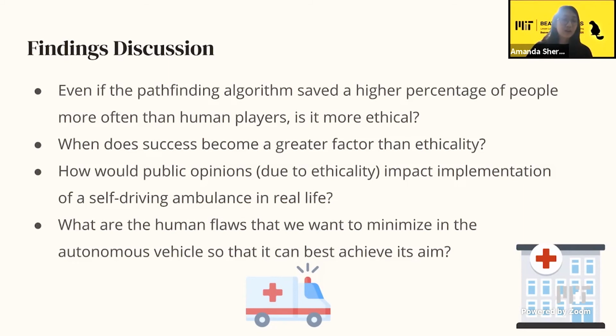So this depends on people's current perception of AI and if they think that the self-driving ambulance will improve search and rescue over current ambulances. And what are the human flaws that we want to minimize in the autonomous vehicle so that it can best achieve its aim? So in game, we could perhaps measure the level of anxiety when players play the game, and also the psychological impact of UI in the game. So by conducting this experiment and comparing data between a pathfinding algorithm and human performance, we can identify patterns or tendencies in human behavior that an algorithm may or may not exhibit.